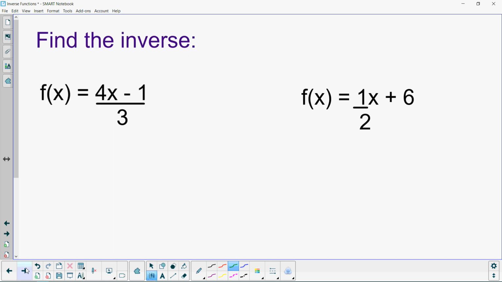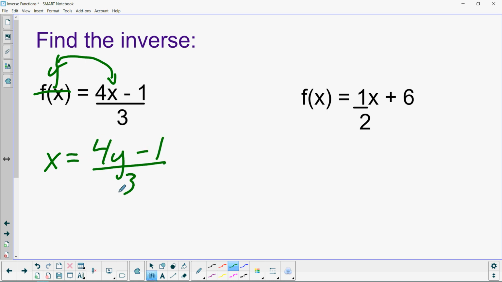Here's the first function we're going to find our inverse of. So I see I have an f of x here. I'm going to replace that with a y. Now step 2 says we need to switch the position of x and y in our function. So I'm just going to rewrite it, switching where these two letters are located. So x equals 4y minus 1 over 3.